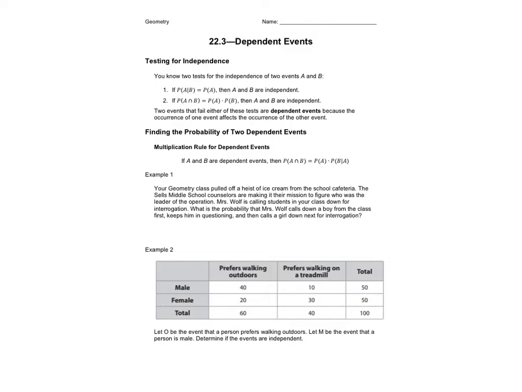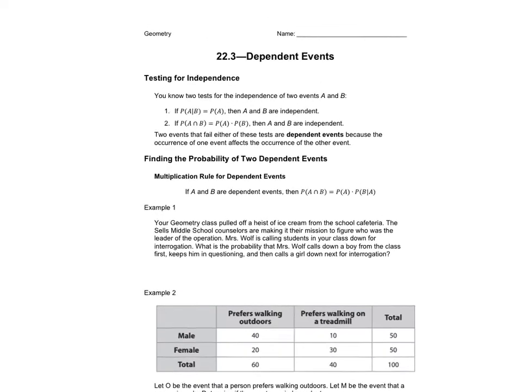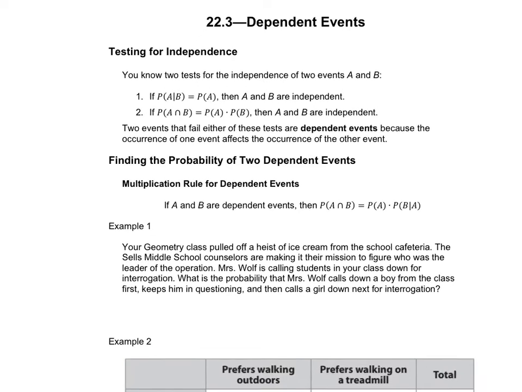We've been talking about independent events for the last couple of lessons. Let's review these definitions right here. If the probability of A given B equals the probability of A, then A and B are independent. And as a reminder, that just means that event B doesn't affect A, meaning they're independent. Another definition we learned is this one: if the probability of A intersection B equals P of A times P of B, then A and B are independent.